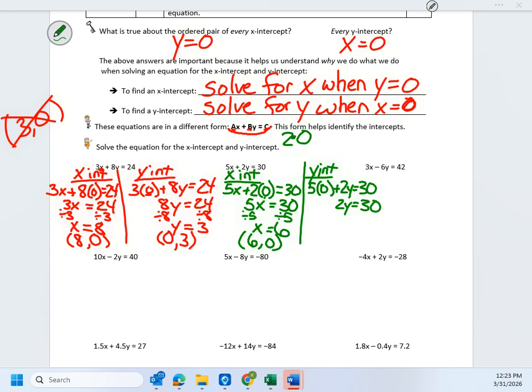What's my next step, Ellie? Divide both sides by 2. Divide both sides by 2 so I can get y by itself. 2 divided by 2 is 1. What is 30 divided by 2, Emily? 15. What is my final step? Holland: 0, 15. I know that my x is 0, and I know y equals 15, so I write it as my ordered pair.